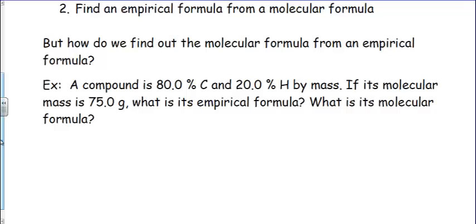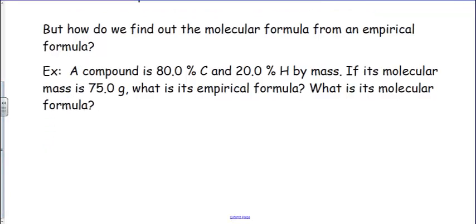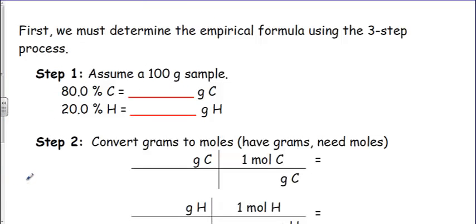Remember, the empirical formula is the smallest form of the formula. Everything's reduced. So here's an example. We have a compound that is 80% carbon and 20% hydrogen by mass. If its molecular mass is 75 grams, what is its empirical formula? And also, what is its molecular formula? The steps are actually almost identical to determining empirical formulas. First we must determine the empirical formula using the 3-step process.